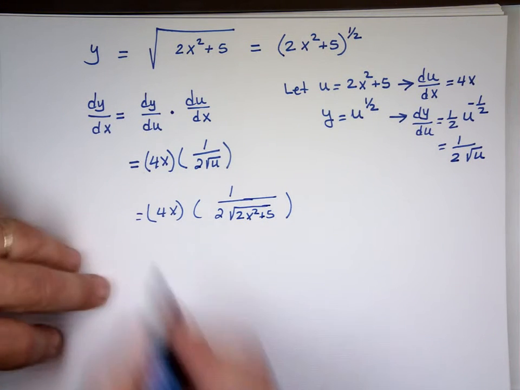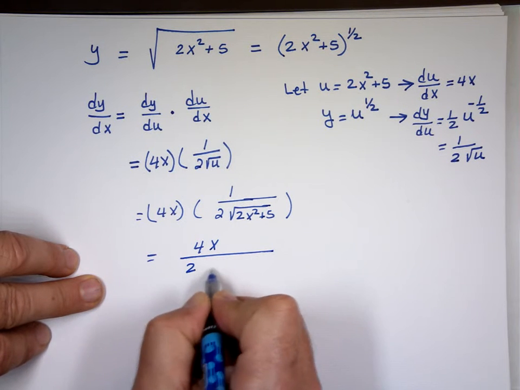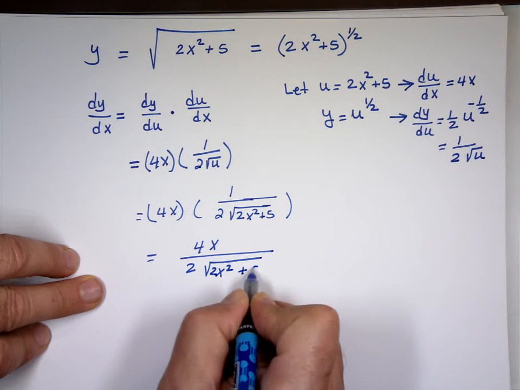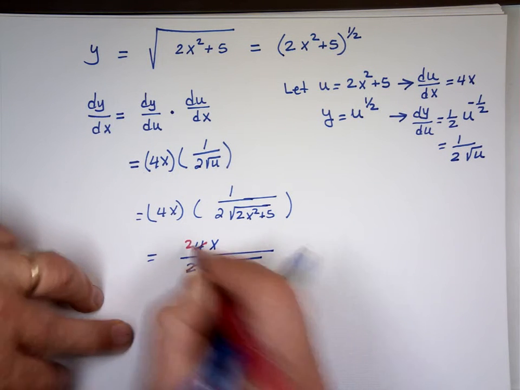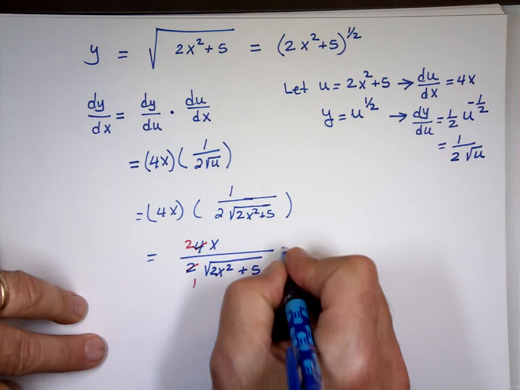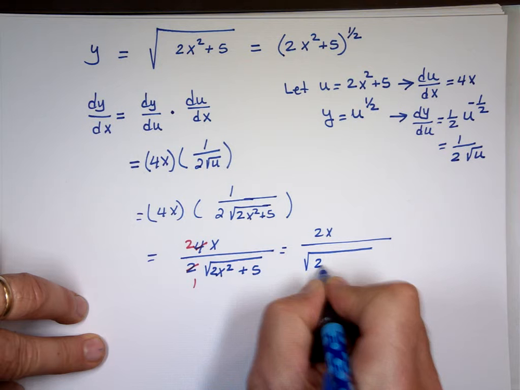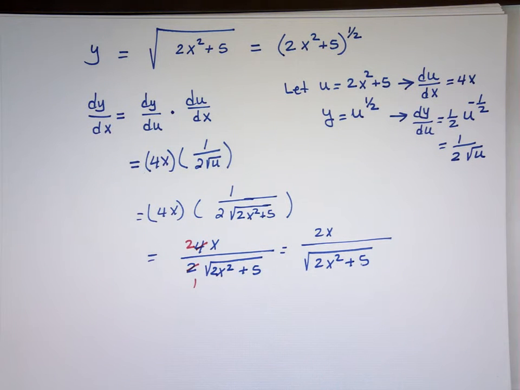And if you want to multiply, we can put the 4x on the top, right? And if you want to simplify, does anything simplify? Can't you divide by 2? By 2, this is 1. By 2, this is 2. So it's really 2x over the square root of 2x squared plus 5. One more example.